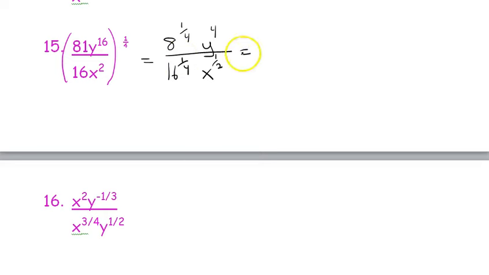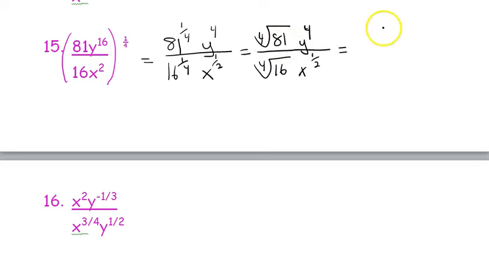Now I can work on these numbers. So the 81 to the 1/4 power means the 4th root of 81. And that y to the 4th is still fine. And then I have the 4th root of 16 and the x to the 1/2. I can't combine the y and the x, so I'm really not worried about these powers. But I can take the 4th root of 81, and that would be 3.